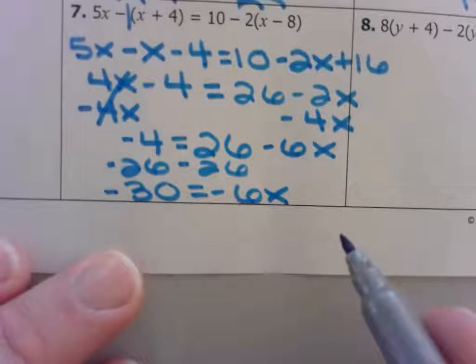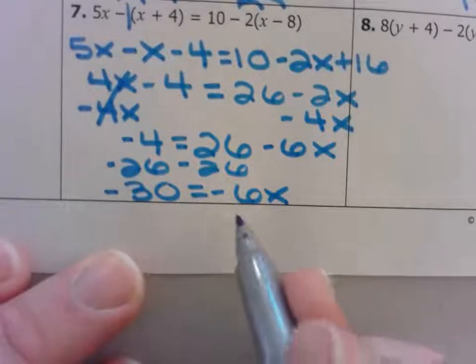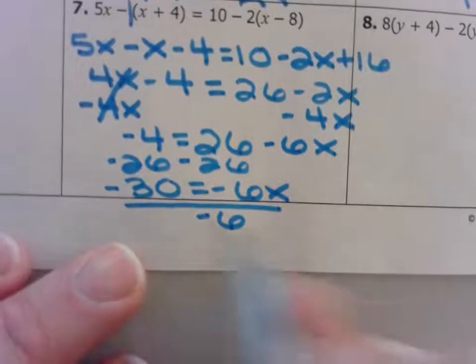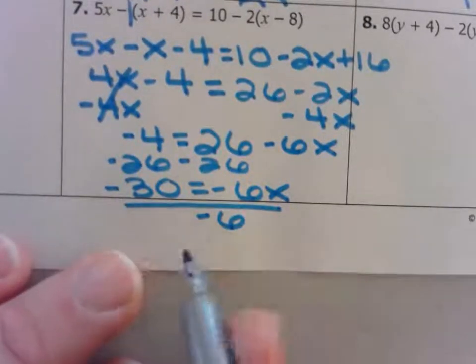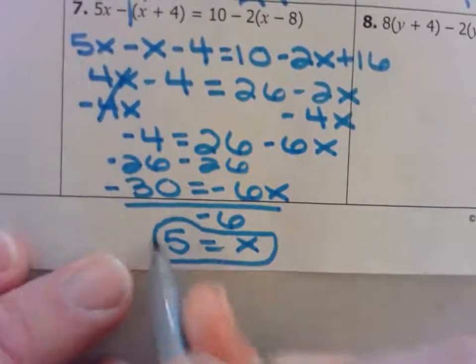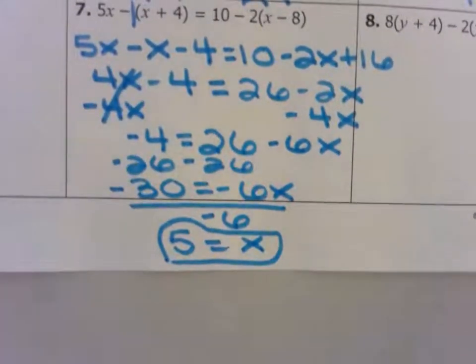X equals positive 5. Divide by negative 6. X equals 5. Check your negative. Negative 30 divided by negative 6 is positive 5. X equals 5. It doesn't matter if the x is on the left or right. It's on the right on this side. It depends on how you got your x's together.